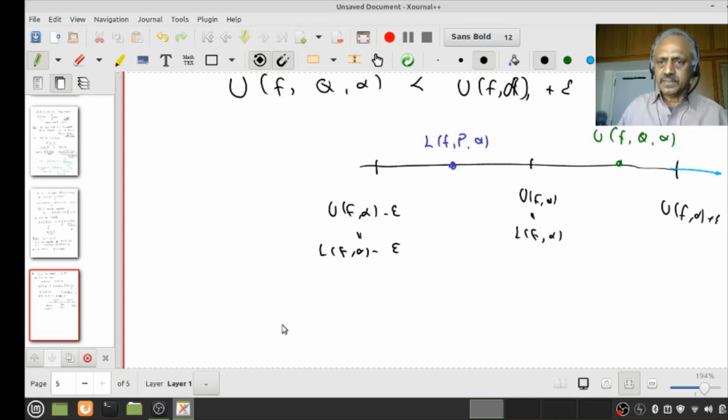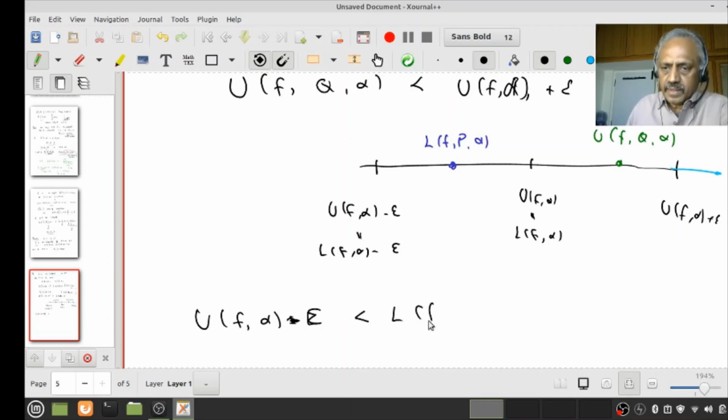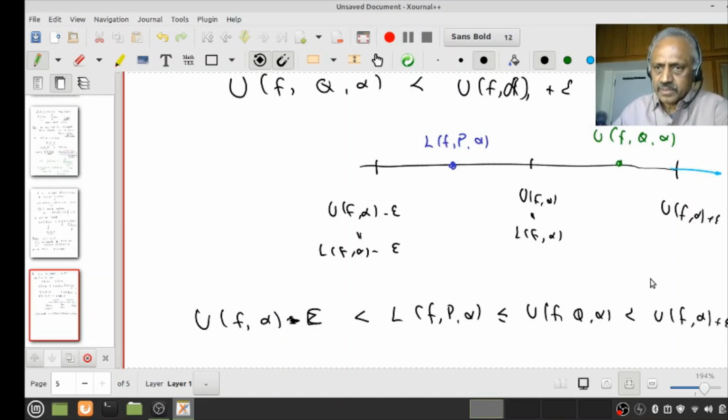Okay. What do I know? I know that UF alpha, equal to LF alpha, minus epsilon, is less than LFP alpha. But for any partitions, this is less than or equal to UFQ alpha, but this is less than UF alpha plus epsilon. This is all I wrote, but the picture makes it somewhat easier for me to understand.